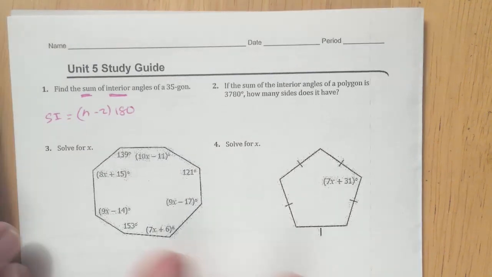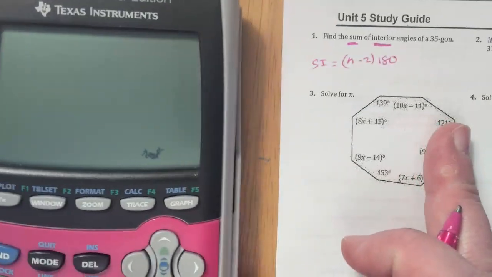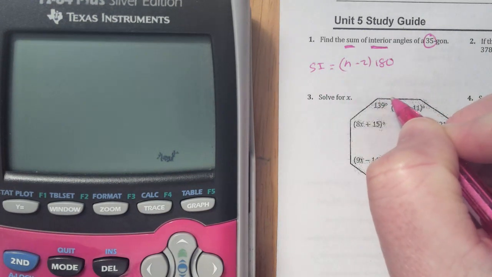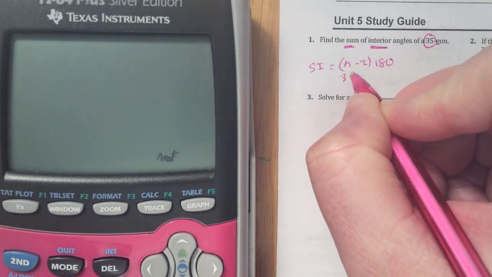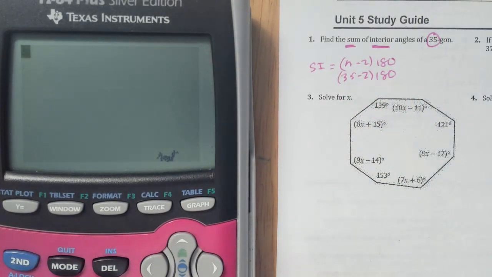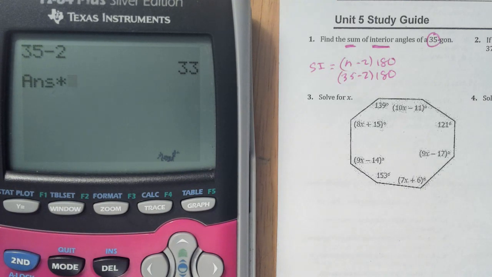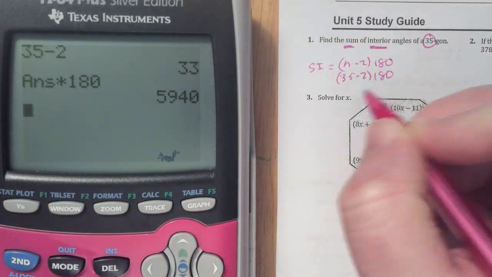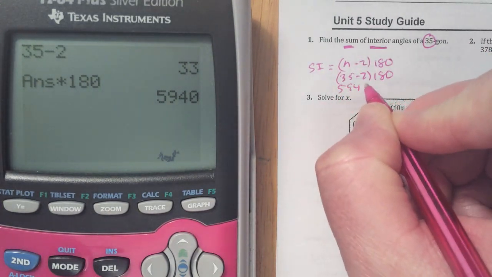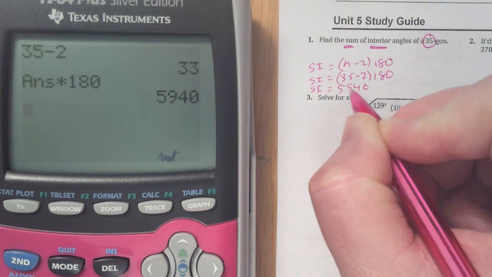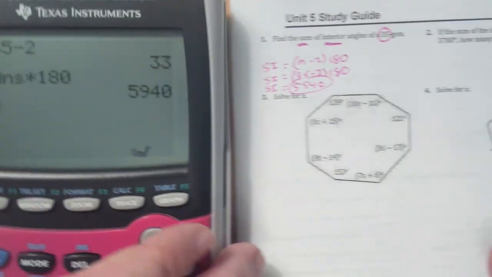All right, and then I'll get out my calculator here. They said 35-gon, so we're going to plug in the number of sides. So that is 35 minus 2 times 180. In our calculator, we're going to do 35 minus 2 equals, and then multiply by 180. And we get 5940. And that is the sum of the interior, and that's what they were looking for. So that is your final answer. Excellent. All right, let's keep going.